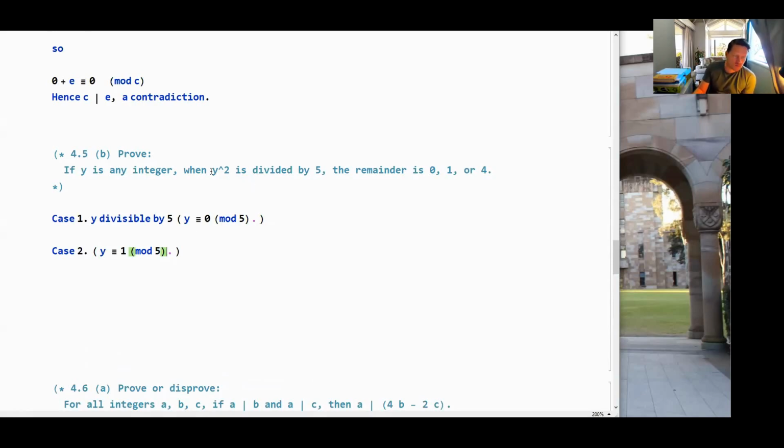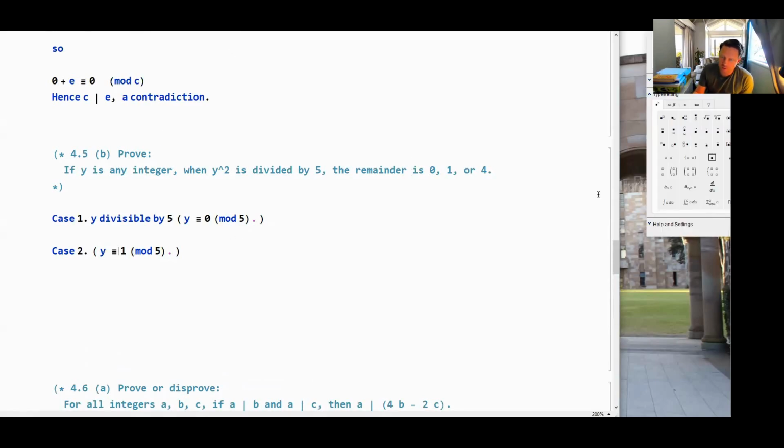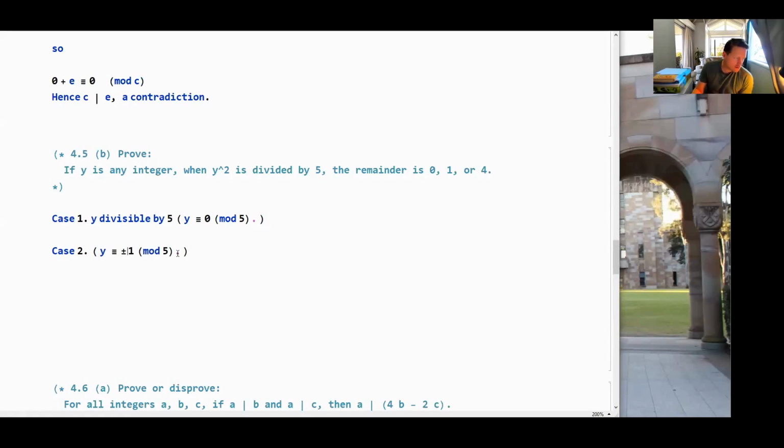But since we're going to square this, let's combine a couple of cases, and I'll look for a plus or minus, because that's what I want here. All right, I see a plus or minus, good. Okay, so this accounts for y congruent to 1 mod 5 or y congruent to 4 mod 5, because that's the minus 1. Minus 1 is congruent to 4 mod 5. And so here I can say that the second case is y is congruent to plus or minus 1 mod 5. Does that make sense?